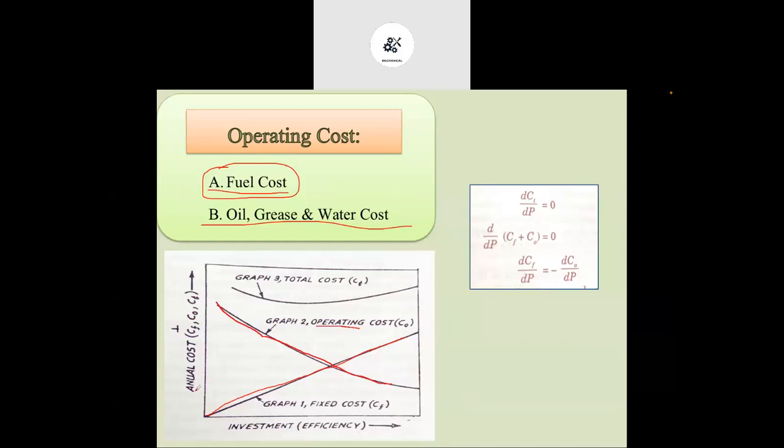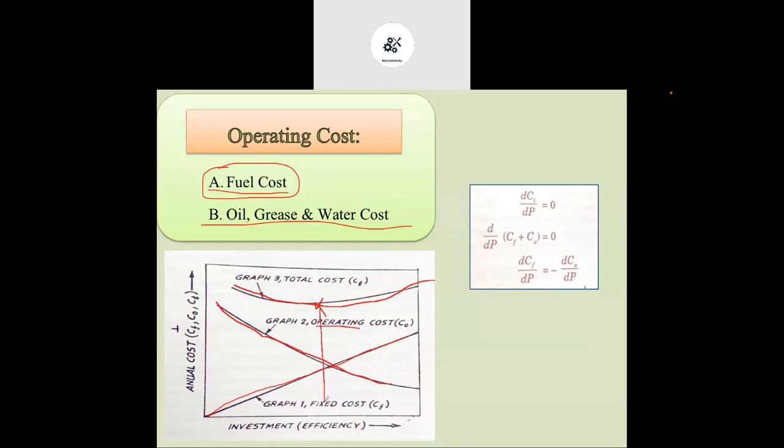And in the second graph you can see the operating cost. As we increase the efficiency, the annual operating cost will decrease, because as we increase the efficiency, we require less input to produce that particular power. So as we increase the efficiency, the operating cost will decrease.